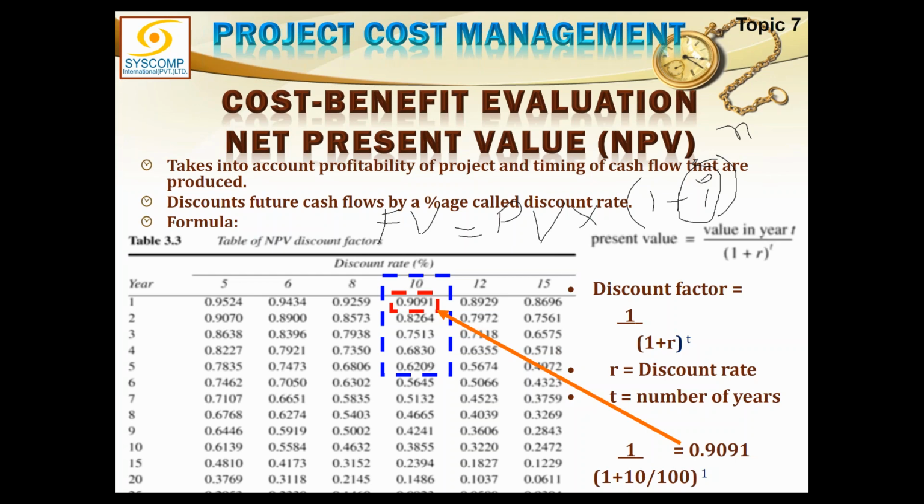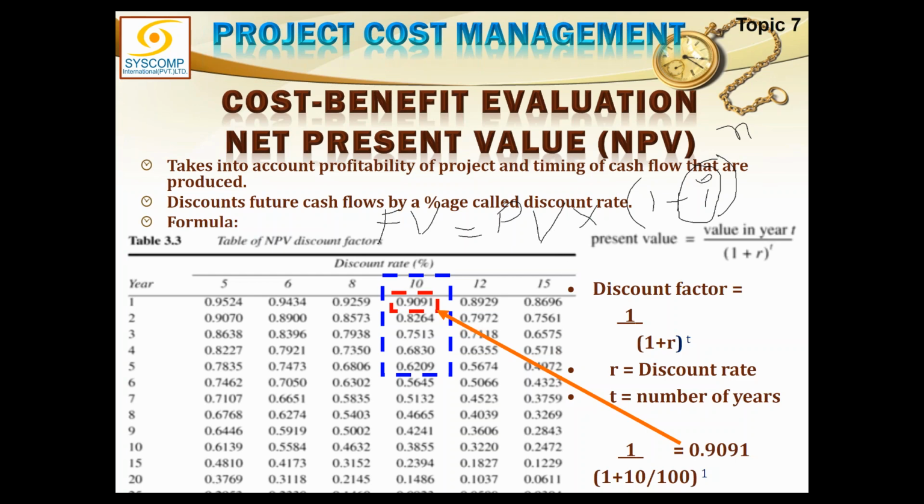1 plus 0.1 is 1.1. 1.1 raised to the power number of years. So if it is the second year, 1.1 raised to the power 2 is 1.21. 1.21 multiplied by the plan value is 1,21,000. If 1.1 is raised to the power 3, it will give you 1,32,100 rupees.